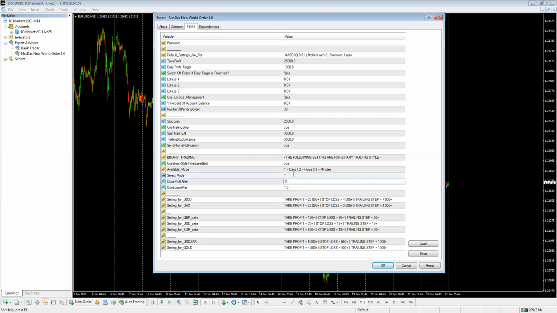Okay. So if this is 1, that will close after 1 day. If you set this to 2, that will close after 1 hour. This is 3, it will close after 1 minute. So whatever you do, just be aware of what you are doing. At least be familiar with binary trading because that's what's happening here. So close profits after, it's set to 1, which is 2 here, which is hours. Close profits after 1 hour. That means you're only trading that 1 hour candle.